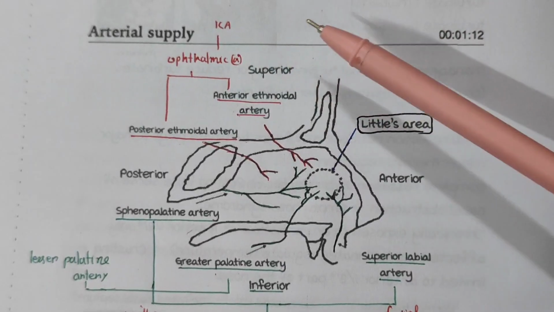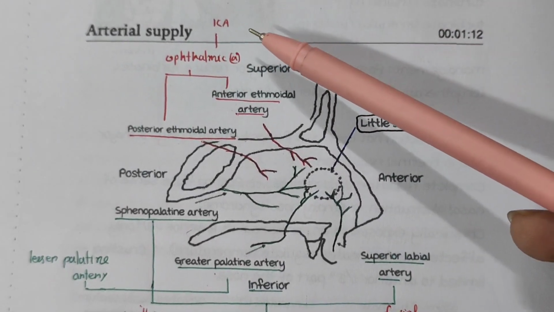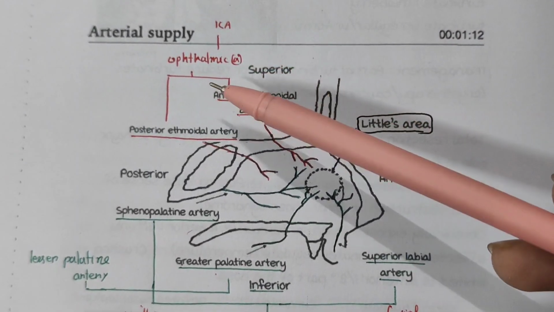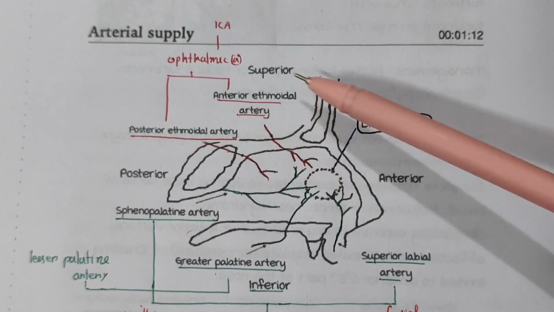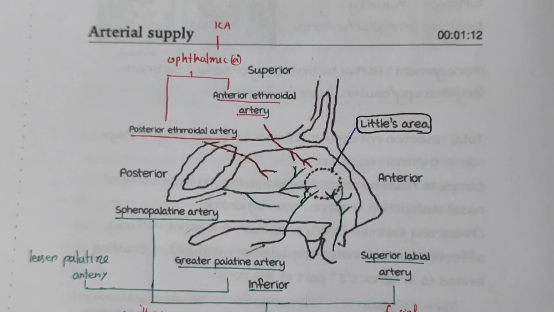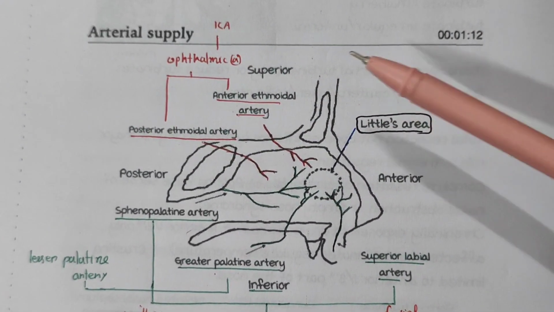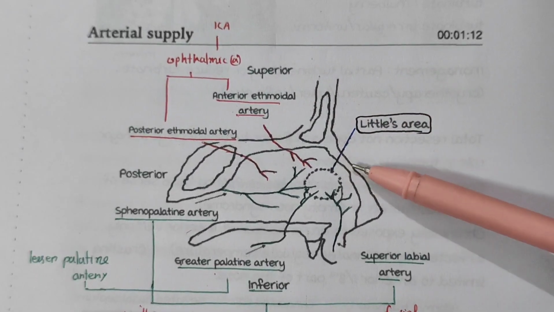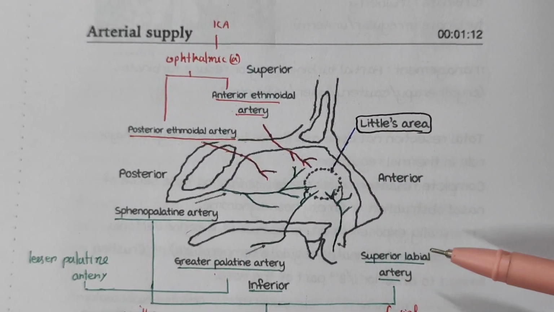Now the internal carotid artery, it gives the ophthalmic branch which is divided into the anterior ethmoidal artery and posterior ethmoidal artery. From here, the anterior ethmoidal artery gives branches to the nose.